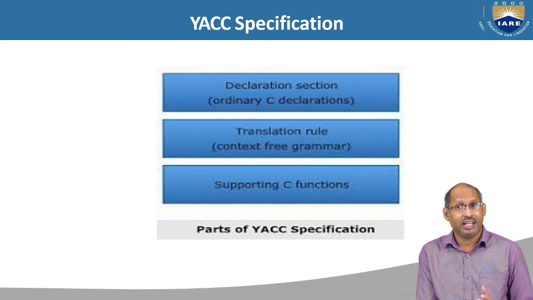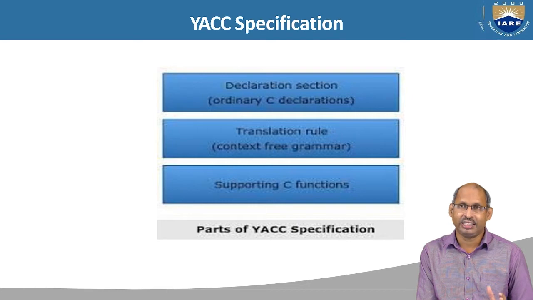So YACC will take its input file and generate an LALR parser. The resultant LALR parser will take a sequence of tokens and generate the parse trees, right? So the input of YACC will have these three divisions.